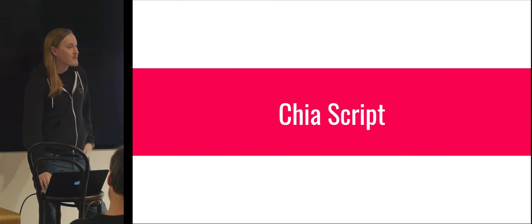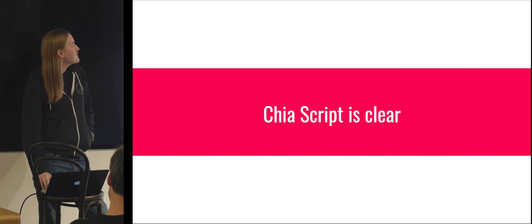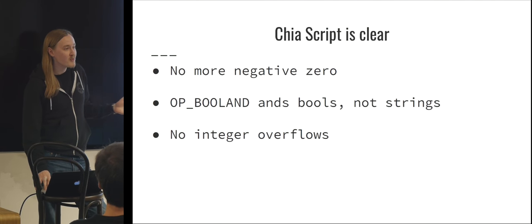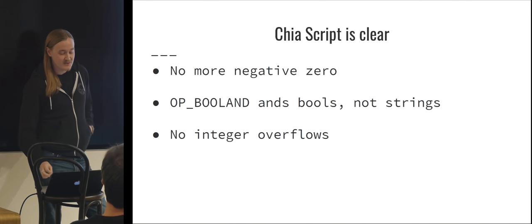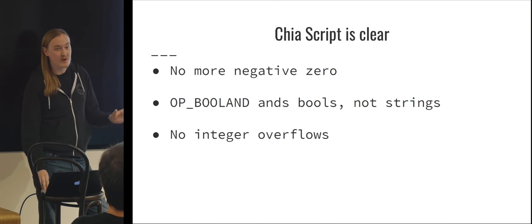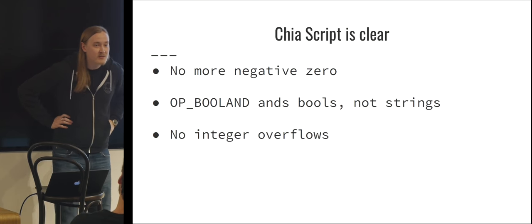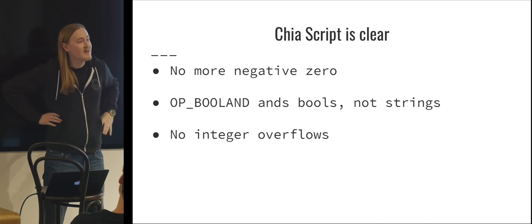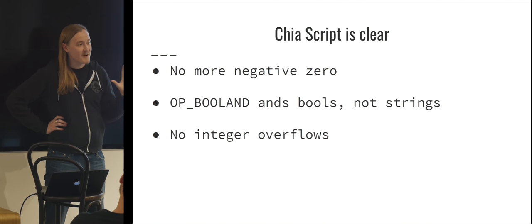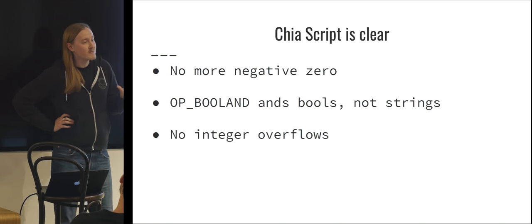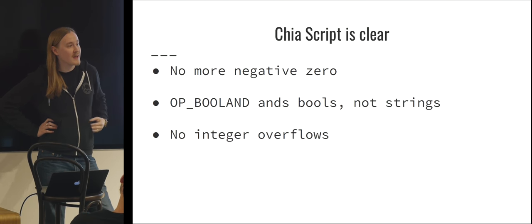Well, we're going to make Chia Script, and it's going to be better. Chia Script is clear. So, for example, no more negative zero. We're going to operate on bools, not strings. We're going to not have integer overflows. One of the other weird things about Script is that arithmetic supports 4-byte numbers, but can result in 5-byte numbers being put on the stack. So if you accidentally overflow in your arithmetic, your future arithmetic operations will error out.